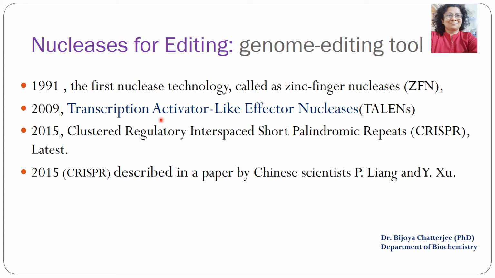Now in 2009, transcription activator-like effector nucleases was the second nuclease technology that came up. And in 2015, the clustered regularly interspaced short palindromic repeats, CRISPR, became the new kid on the block among the various nucleases that could carry out genome editing. And in 2015, CRISPR was described for the first time by the Chinese scientists Pi Liang and Wei Zhu as a potential genome editing tool.